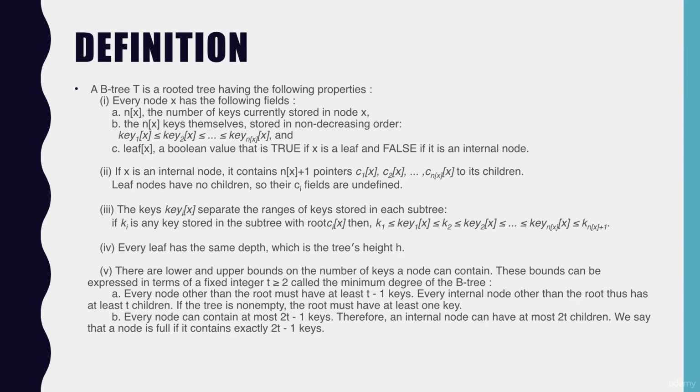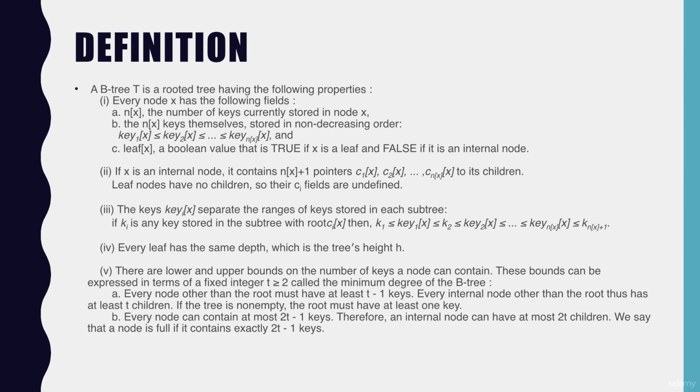Every leaf has the same depth, which is the tree height h. There are lower and upper bounds on the number of keys a node can contain. These bounds can be expressed in terms of a fixed integer t greater than or equal to 2, called the minimum degree of the B-tree.